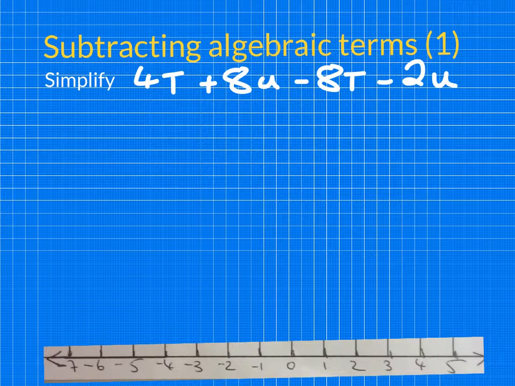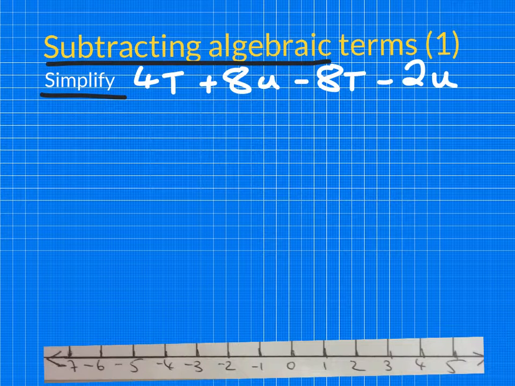Subtracting algebraic terms. Simplify 4t plus 8u minus 8t minus 2u. When we are subtracting algebra, we won't be able to come out with an exact answer because we're using letters to represent numbers and we don't know the exact value of those. So very often when we're subtracting and using algebra, we actually use the word simplify in order to describe what to do.